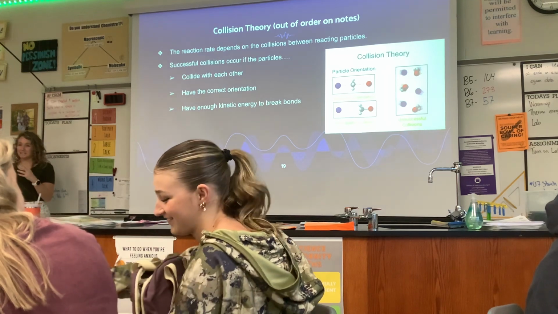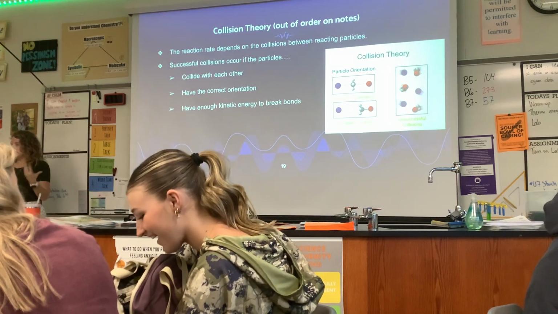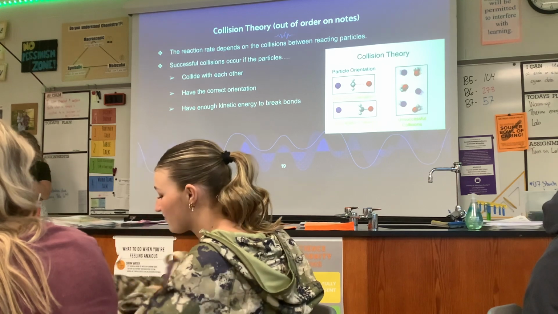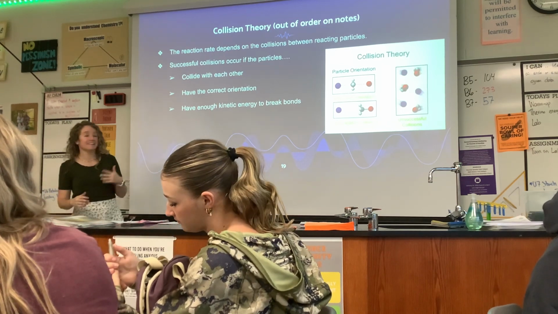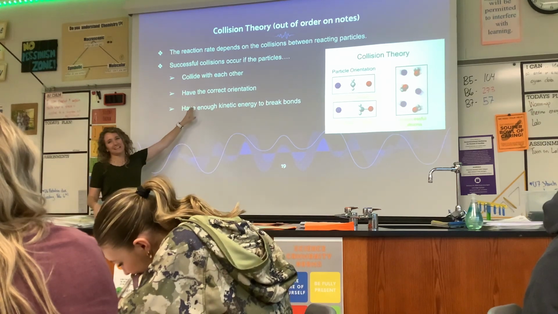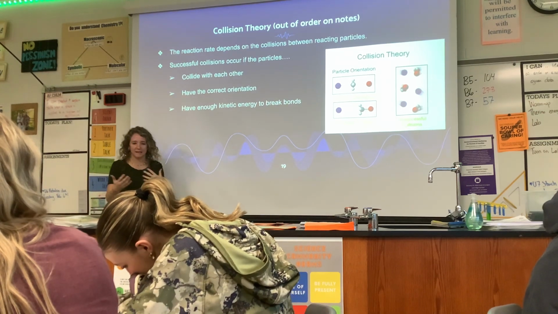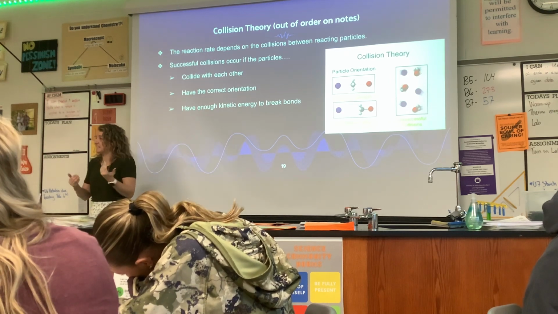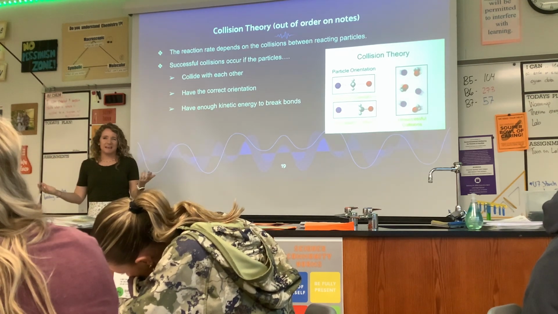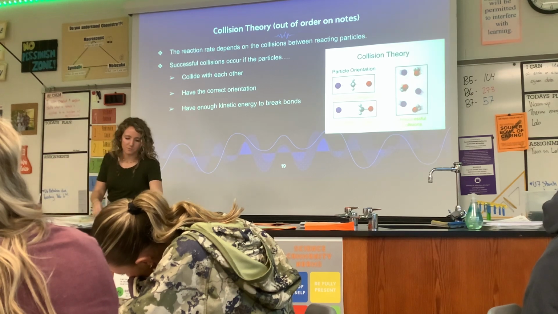As we talk about this idea of collisions, the key thing is that even if they collide and have enough energy, it still doesn't always mean it's going to work out. They have to collide with enough energy, and they also have to collide in the right way, because there are certain places they want to bond, and if they don't bond in that place, then once again, it's just bumper cars. And we'll have a whole unit where we'll talk more about this.